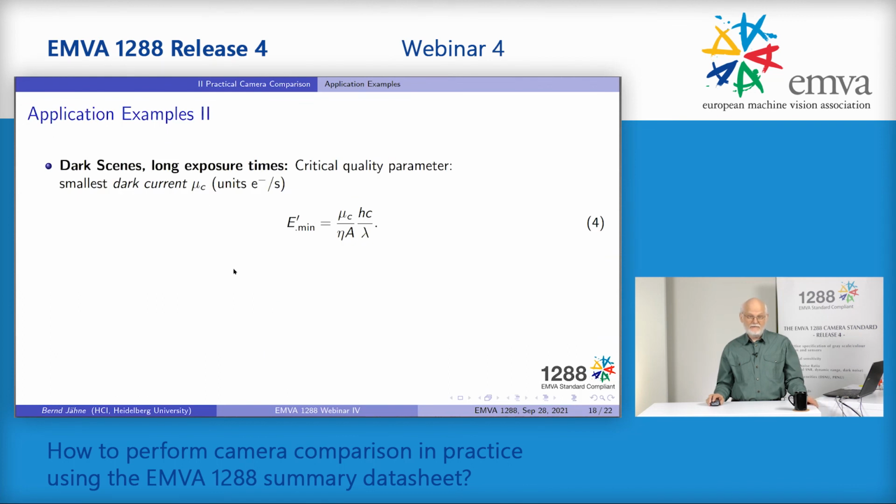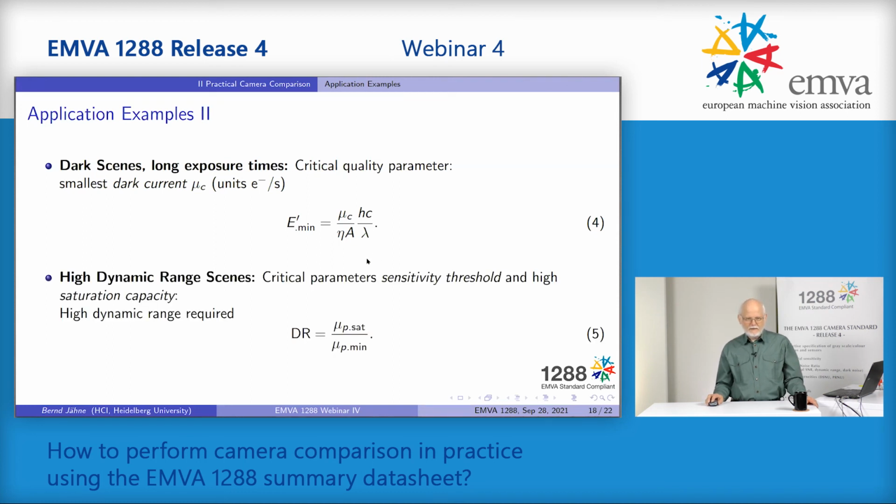And if you have dark scenes and long exposure times, then the critical parameter is actually the smallest dark current, because that limits how your image looks. And I have for reference also the equation here. And finally, one of the most difficult cases, where you have to take most effort to select really the best possible camera, is if you have a scene in which in the same image you have quite dark parts and quite bright parts. That means a high dynamic range scene. Then the critical parameter is both the sensitivity threshold and the saturation capacity, and you need a high dynamic range.